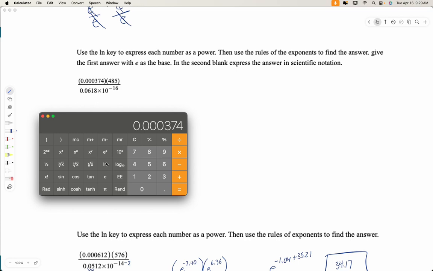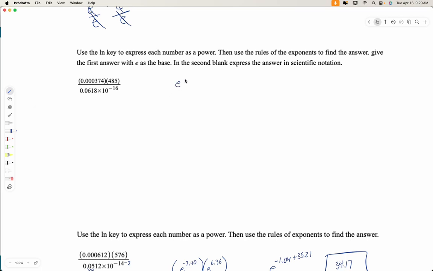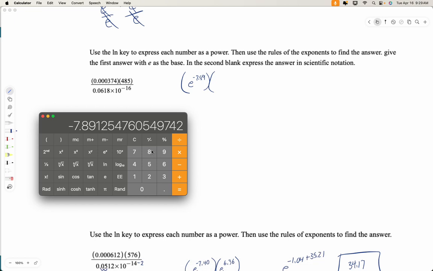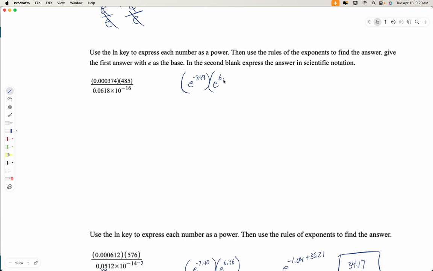0.000374, ln key gives us e to the negative 7.89. So e to the negative 7.89 is the first number. Now let's do the second number: 485, ln key. It's e to the 6.18. So e to the 6.18. Now we do the bottom.